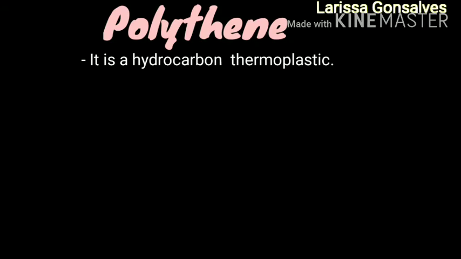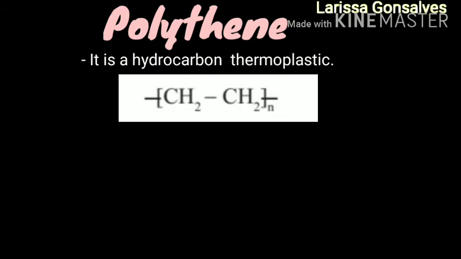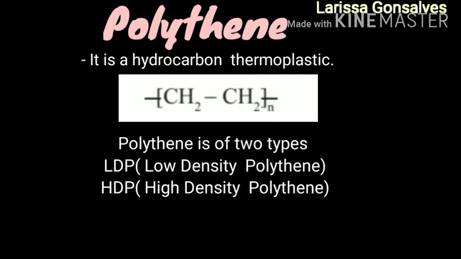Next, we move on to polythene. Polythene is one of the most commonly used hydrocarbon thermoplastics. The formula of polythene is (CH2CH2)n. The bonds out of the bracket indicate that the chain is going to continue further, and n indicates n number of molecules. Polythene is of two kinds: low density polythene, which is also represented by LDP, and high density polythene, which is represented by HDP.